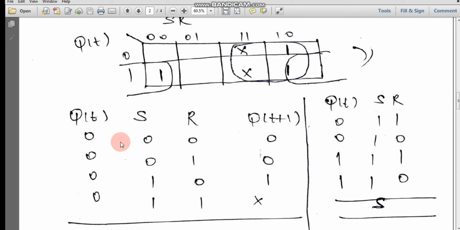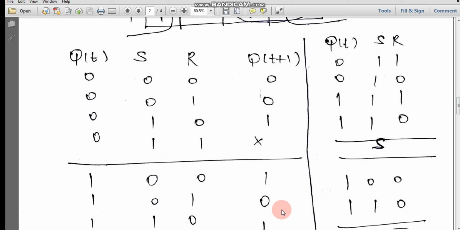Here Q of t is 0 and SR is 0 0, and Q of t plus 1 is 0. There is no change. Q of t is 0. For 0 1, it is a reset state, so automatically it goes to 0. This is the set state, so automatically it goes to 1. Whenever the present state output is 0, it can be set to 1. This is 1 1, so it is undetermined.